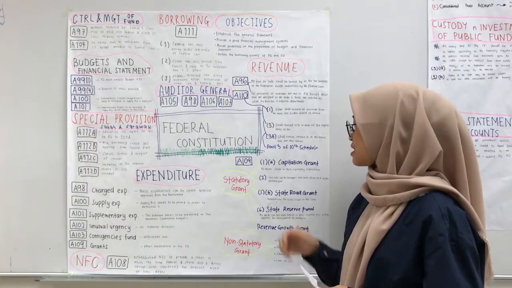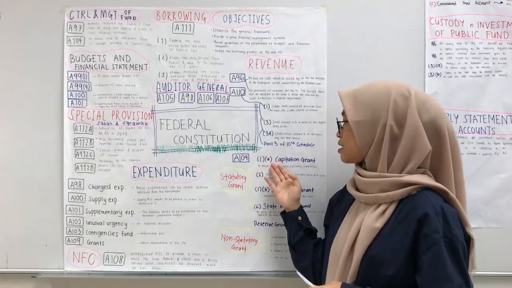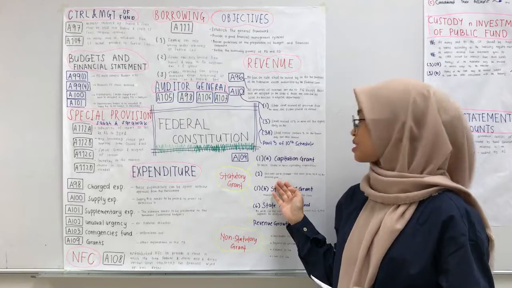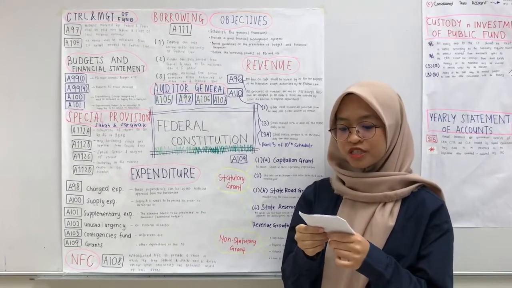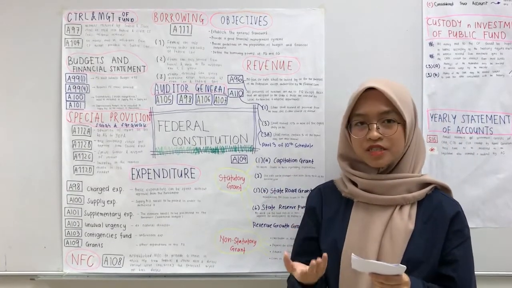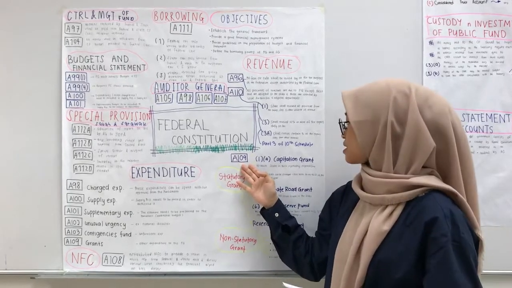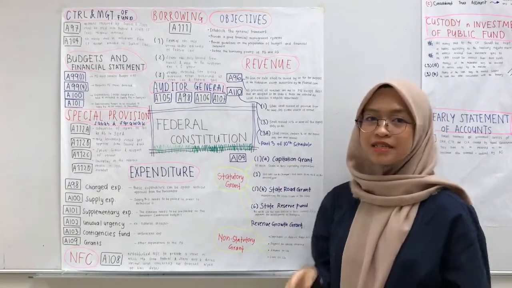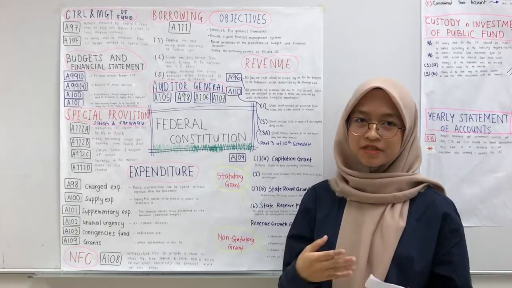The first grant is the capitation grant, which is provided under Article 109 subsection 1 subsection A. This grant is to assist the states in their operating expenditure, and the computation of the capitation grant is based on the population of the particular state. And subsection 2 of Article 109 stated that the rate can be changed, but the reduction should not be lesser than 90% of the previous year.